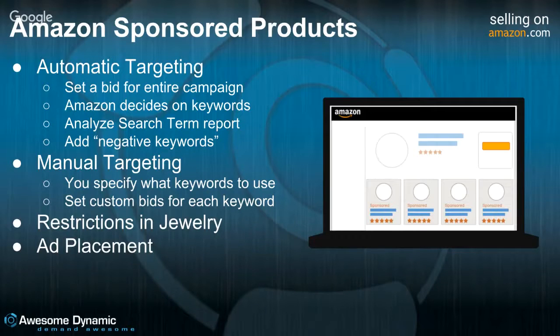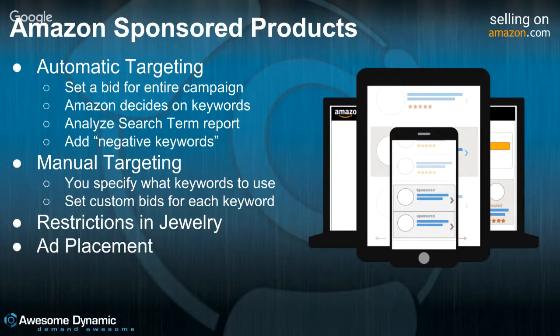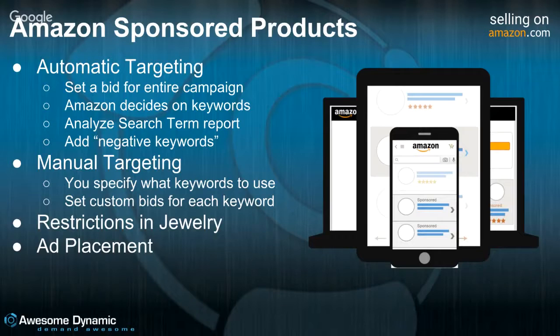Now, let's say you're surfing on a tablet, what you'll see is right in line with your other products. You'll see products that are sponsored, and it will say sponsored right next to it. On the mobile browser, you'll also see them in line, very similar to the other one. And then in the mobile app, you'll see them also in line with the other products.